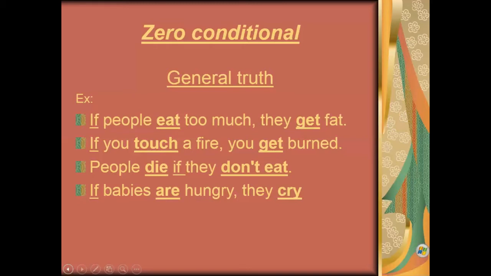People die, I put here the result at the beginning, okay? So people die if they don't eat. And look, when I put the result in the beginning, I didn't put a comma in the middle here because I put the if clause in the middle. So there is no need to put a comma here. So if babies are hungry, they cry. So present simple and present simple as well. I can also say babies cry if they are hungry. You got it? This is the zero conditional.